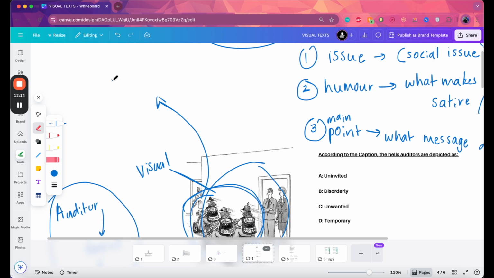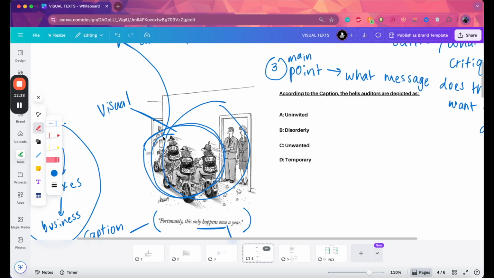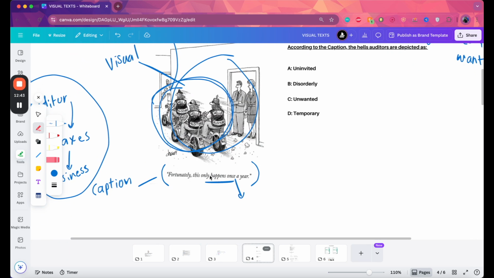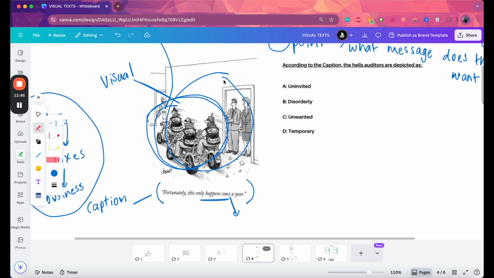humor is not the distracting, but I can't think of the right word right now, but the distracting nature, the annoying nature of auditors slash taxes, because auditors are technically accountants and they deal with taxes for companies. And the main point might be that, looking at the caption as well, fortunately this only happens once a year. These people are coming in once a year and they're disrupting the workflow of this company.